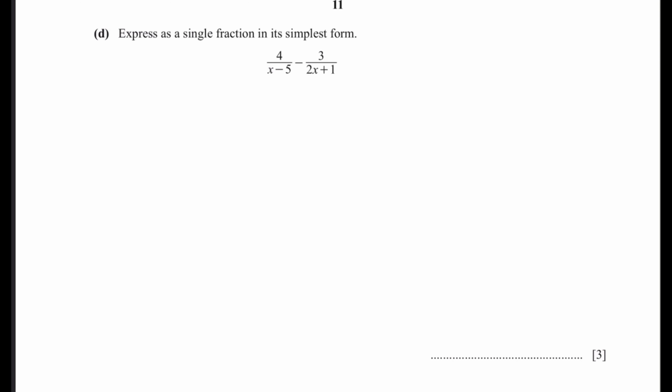Simplify this. Let us do, that is x minus 5 and the LCM of denominators, and then divide this one by this.